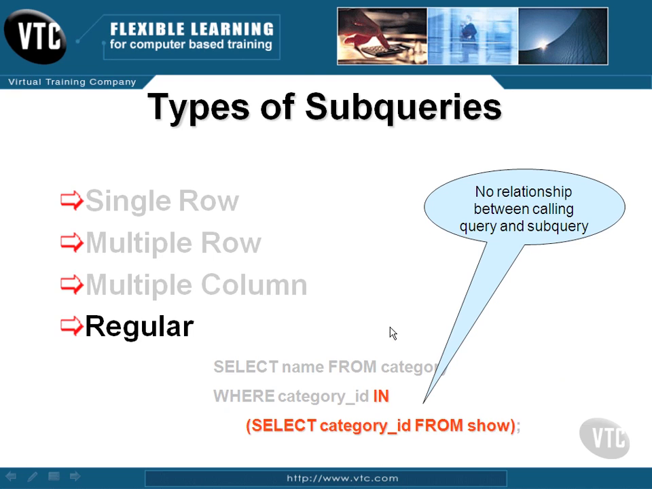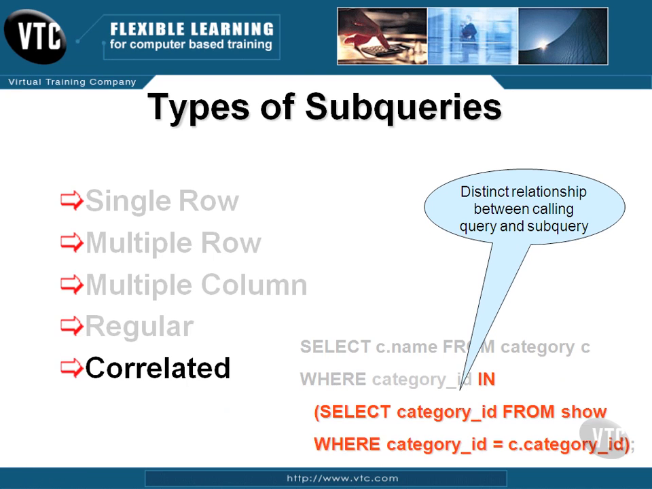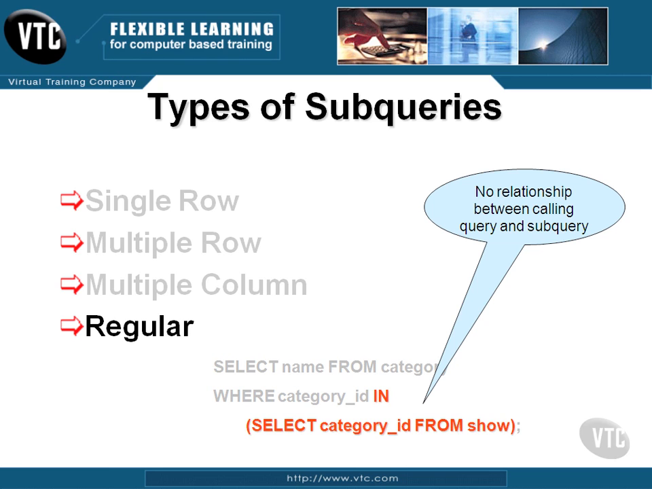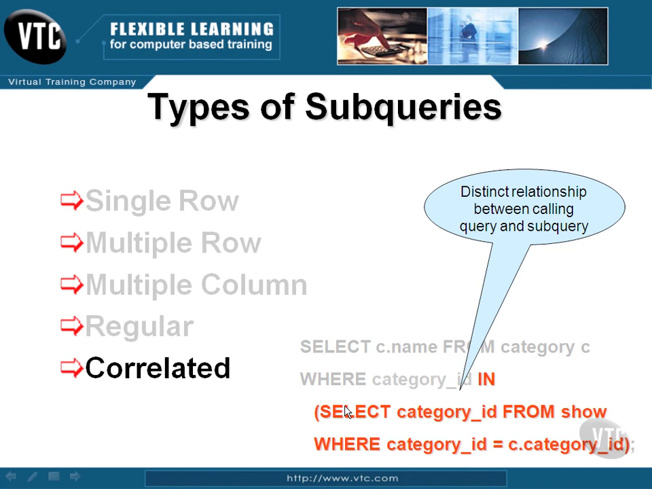The other way to define different types of subqueries is breaking them up into correlated and regular. A regular subquery simply says there's no relationship between the calling query and the subquery information, and asks if the category ID is contained within the set that you're calling from the show table in this case.